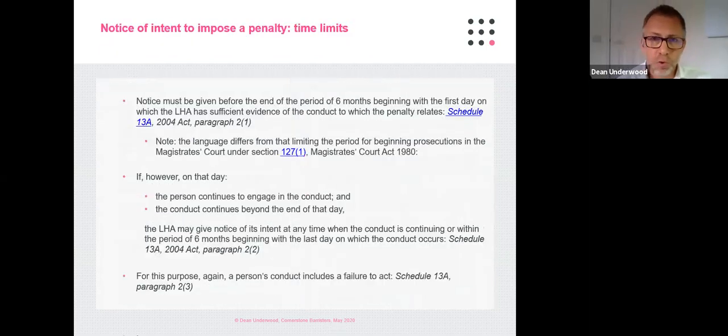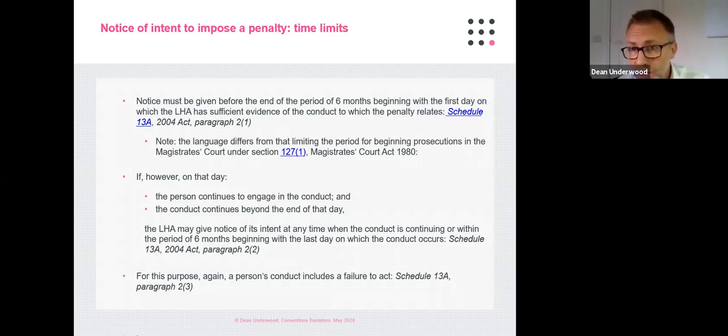Well, there are some important time limits for serving a notice of intent. And so that notice must be given before the end of the period of 6 months, beginning with the first day on which the local housing authority has sufficient evidence of the conduct to which the penalty relates. So it's not dissimilar in some respects from the limitation period that applies in respect of prosecutions to the magistrates' court, but the language is ultimately different.